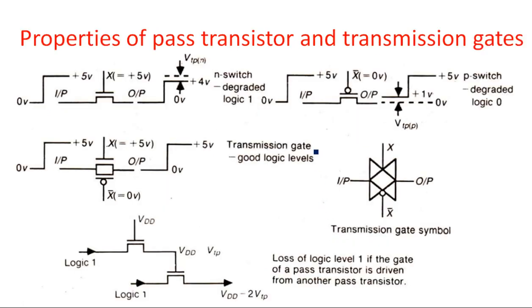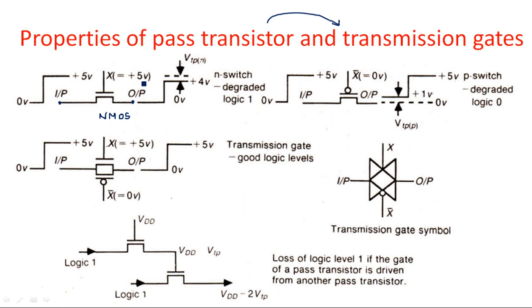What is that drawback? See here, the properties of pass transistor and transmission gate. That means why we are going from pass transistor to the transmission gate. Here it is clearly explained. Suppose you are taking an NMOS transistor, observe clearly, this is an NMOS transistor. It has the input on the left hand side and this is the output. And we are giving the control input X. Here X is taken as the control input.